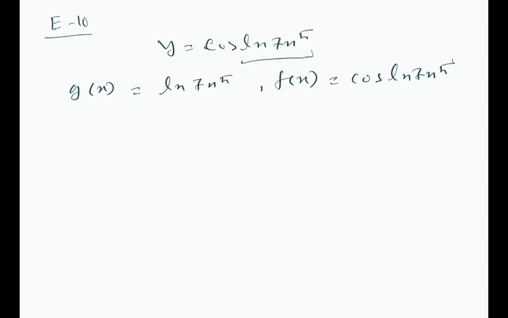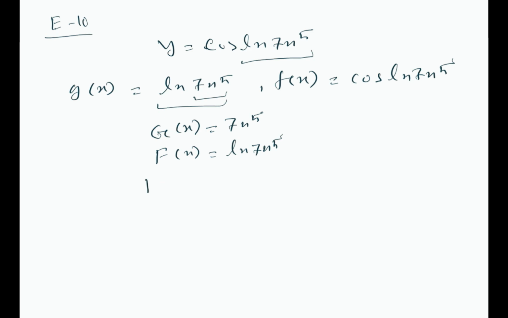Here again we have one more inner function, this part, 7x to the power 5. For this inner function, we have another inner function, right? So this new inner function, capital G of x, is equal to 7x to the power 5, and the outer function, which would be f of x, is ln of 7x to the power 5, right?